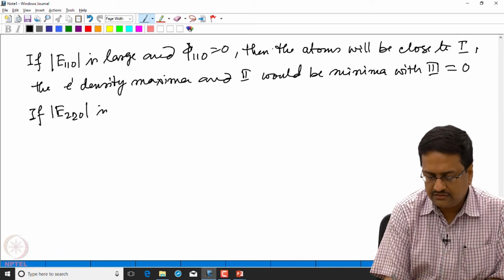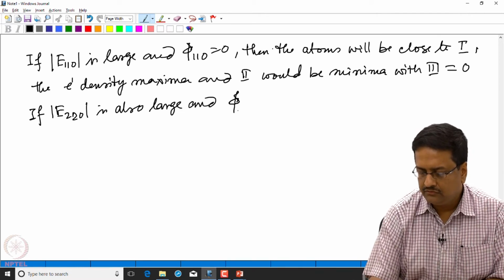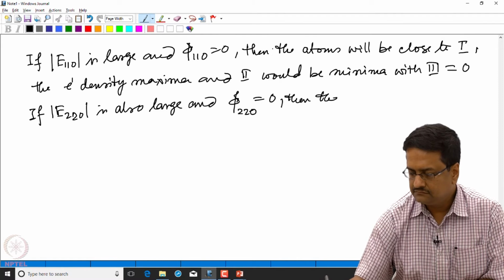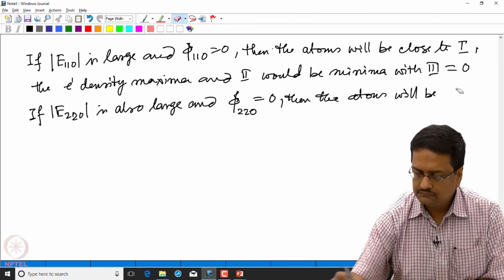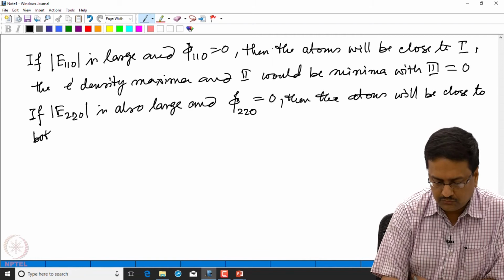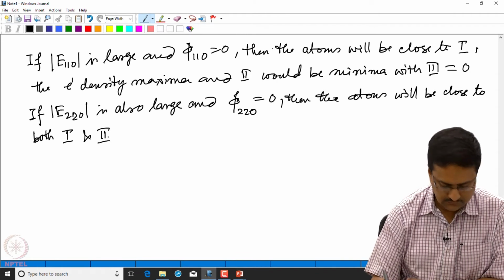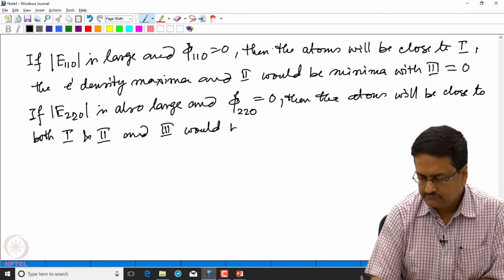Similarly, if E220 is also large and phi, that is the phase of 220, is also 0, then the atoms will be close to both 1 and 2, and 3 would be a minima.